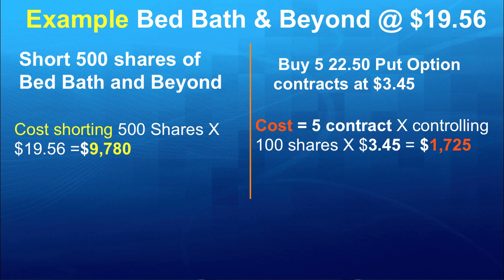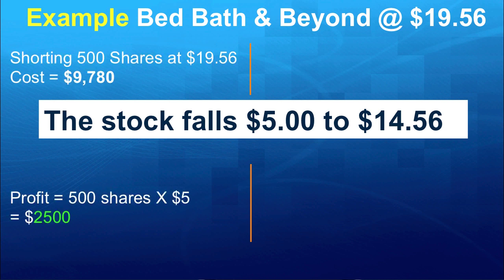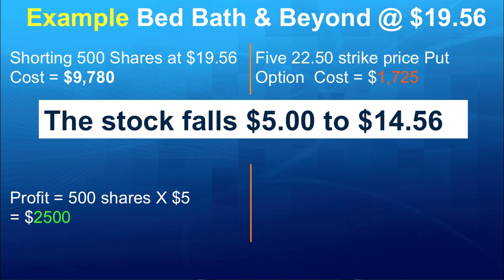Well, you have to look at how long it normally takes to fall and some other things. There's some other things that go into this, but I'm giving you high level strategy. So on one side, you're paying $10,000. On the right side, you're paying $17.25 to short it. Now, let's just say the stock falls $5 like we think it's going to do to $14.56. Well, on the left-hand side, yeah, you still make some money, $2,500.